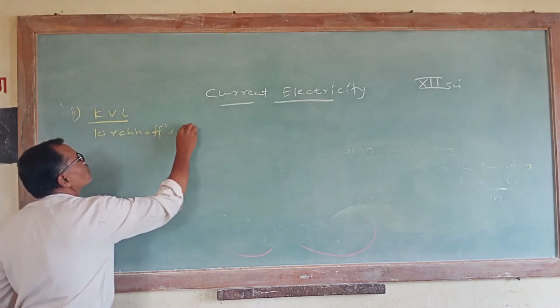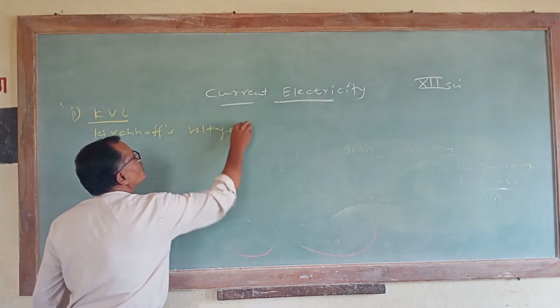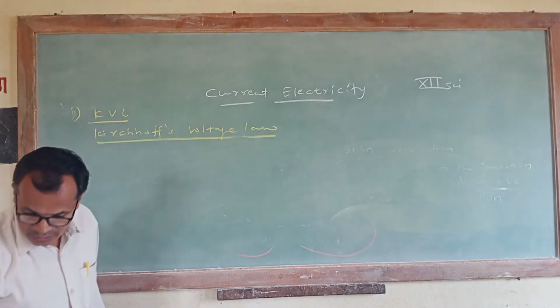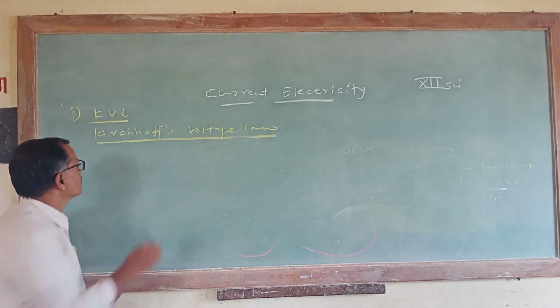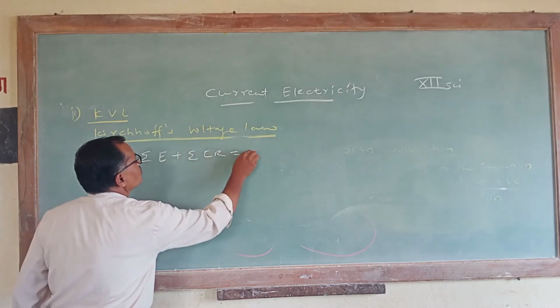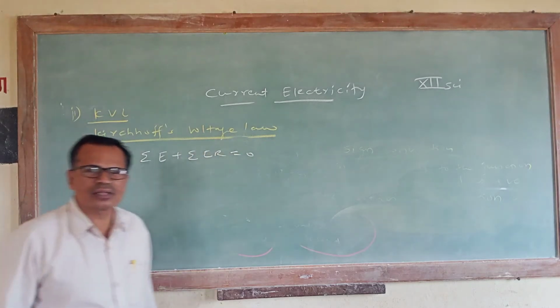Kirchhoff's voltage law. It is called Kirchhoff's voltage law. That law is that summation E plus summation IR is equal to 0.